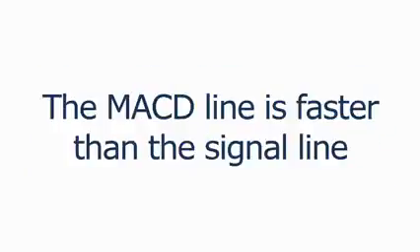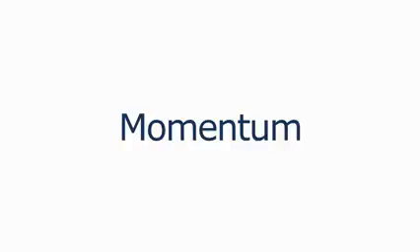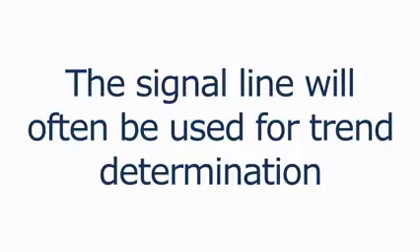The MACD line is faster than the signal line, and it's the result of the difference between the fast and the slow moving average. Many traders will use the line as a proxy for momentum. But to make it simpler, think of it as measuring the rate of change of price. The signal line in the MACD is slower due to its setting, and traders often use that as a trend determination tool, either using multiple time frames or just one trading chart.